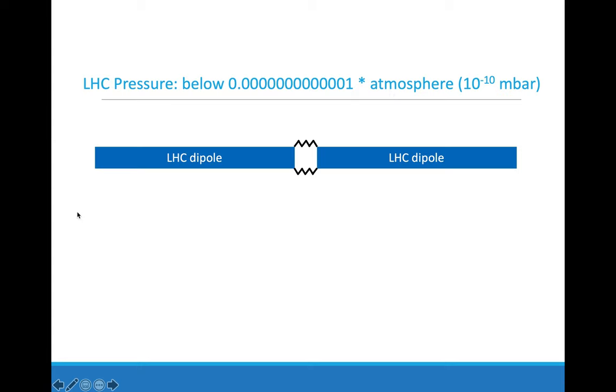So here is the schematics of the LHC. We've got dipoles and we've got some interconnections in between. And to achieve the low pressure, we put pumps at certain distances from each other. So this would be a simple vacuum system.